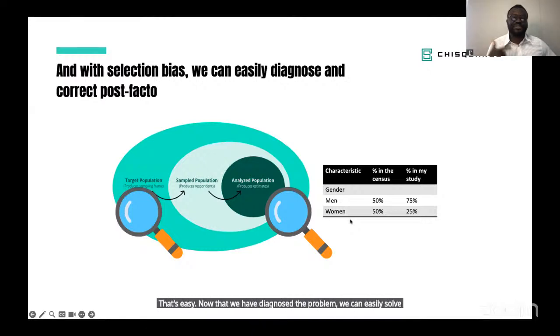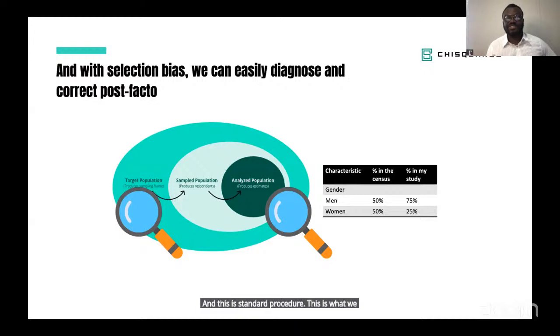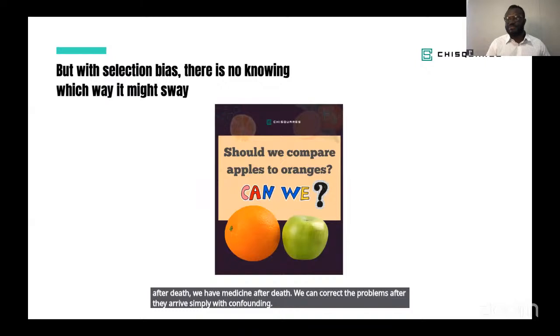We can use calibration weights. And this is standard procedure. This is what we do in large national surveys. We use weights to correct this problem. So again, with selection bias, even after death, we have medicine after death. We can correct the problems after they arise. Same thing with confounding. Well, with measurement bias, it's not so easy.